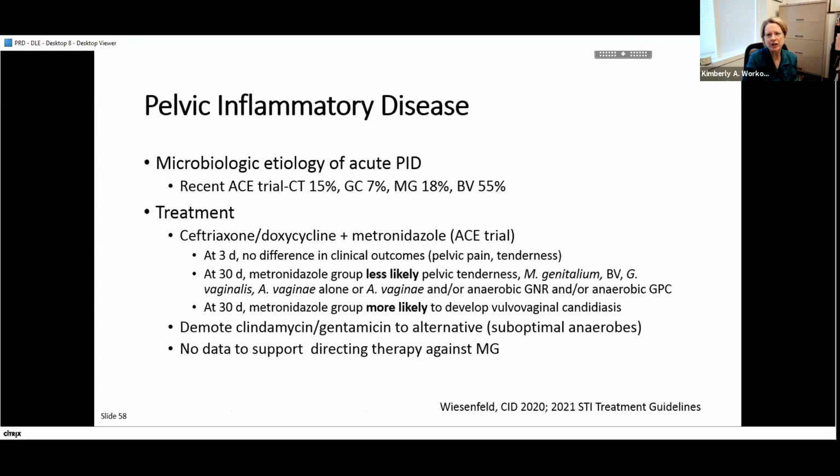Really, I'm coming to the end. I just wanted to share some important new things at the end that you need to know about. There's a new trial published by Harold Wiesenfeld in CID, a treatment trial looking at acute pelvic inflammatory disease. One of the things we didn't have good data on is whether you should add metronidazole up front to your beta-lactam and doxycycline. This study said, yes, you should. So the change in recommendations now is that metronidazole should be added to ceftriaxone and doxycycline on the basis of this trial. And in this trial, there was really no data to support directing therapy against Mycoplasma genitalium.